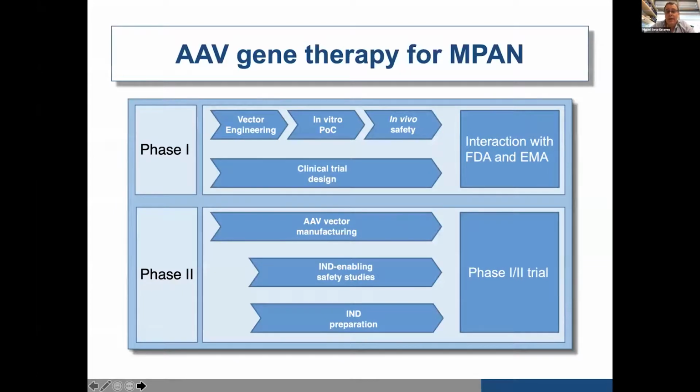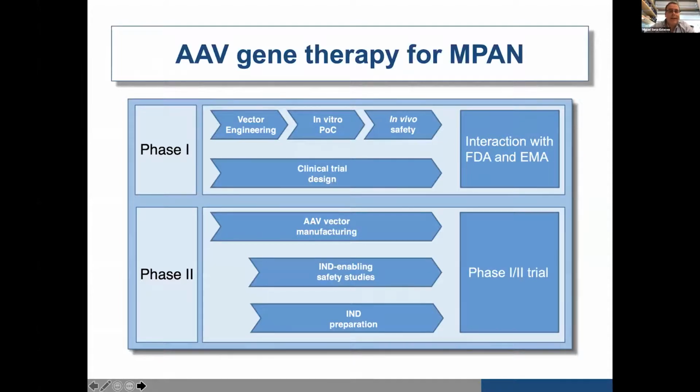In terms of how a program could look, maybe split it in two phases. One before engaging the FDA and EMA, where it consists a little bit of the steps that I already described before, and essentially combining that with clinical trial design by close interaction with the clinical experts on these diseases, obviously lots of them neurologists.